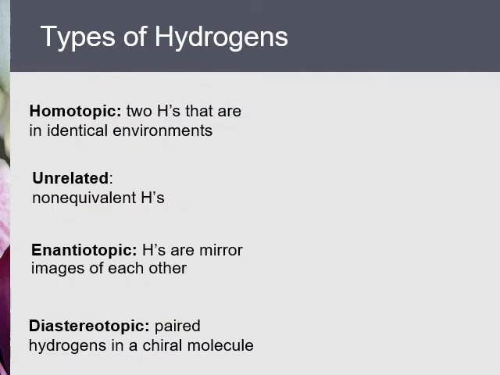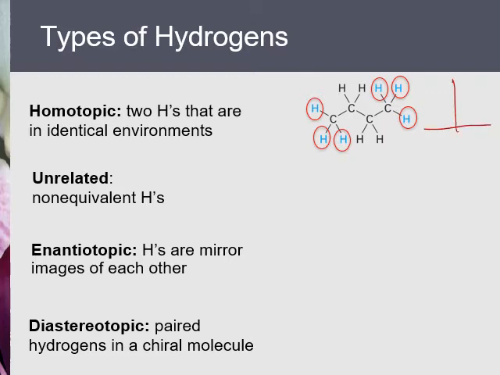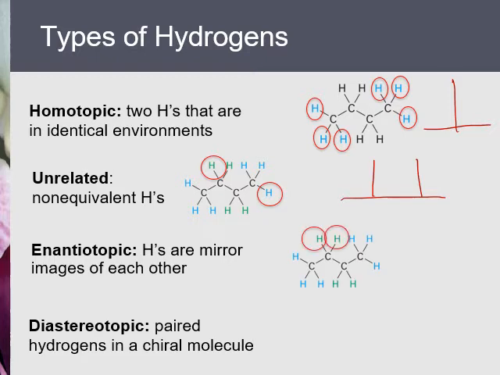In summary, we have learned 4 types of hydrogens. Homotopic hydrogens are hydrogens in identical environments, and they give you only 1 absorption in the NMR spectrum. Unrelated hydrogens are non-equivalent hydrogens, and they give you different absorptions in the NMR spectrum. Enantiotopic hydrogens are hydrogens that, when you replace them by X, give you enantiomers, and they still absorb at the same frequency.